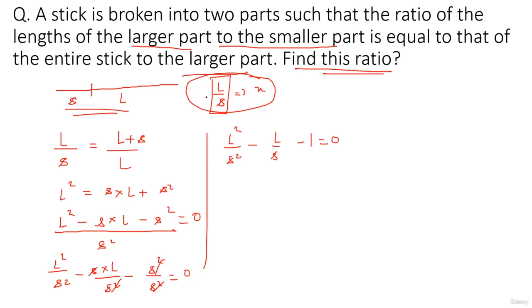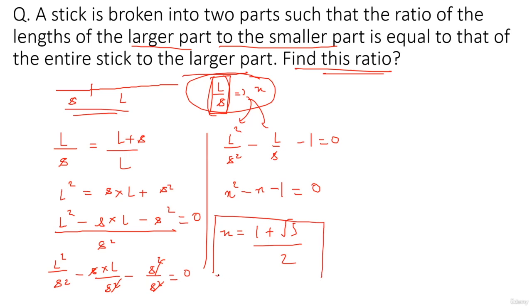Larger upon smaller part of the stick, which we assumed as x. So we put x in the equation. This will be x square minus x minus 1 is 0, right? This equation we solved some time back. Its roots came out as 1 plus minus root 5 divided by 2, right? But it can't be negative, because it's the ratio of the length of sticks, right? So we ignore the negative root. Your answer is 1 plus root 5 divided by 2.